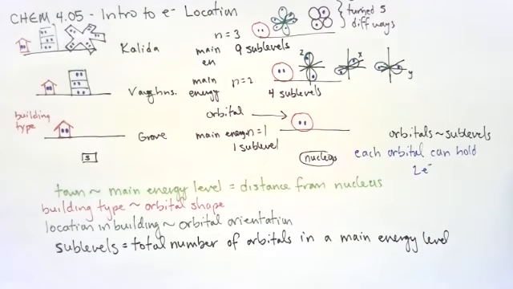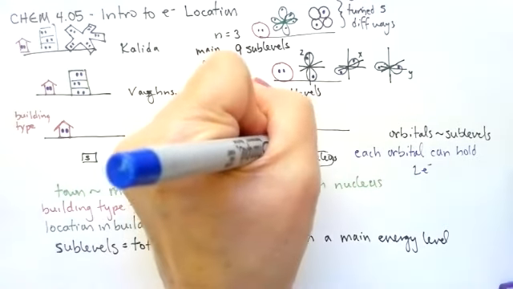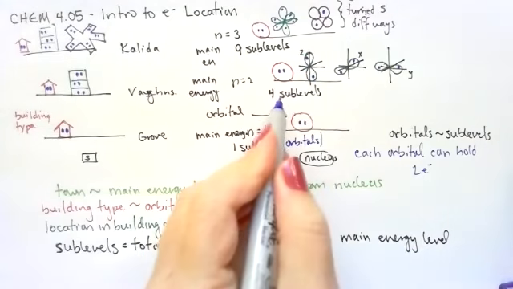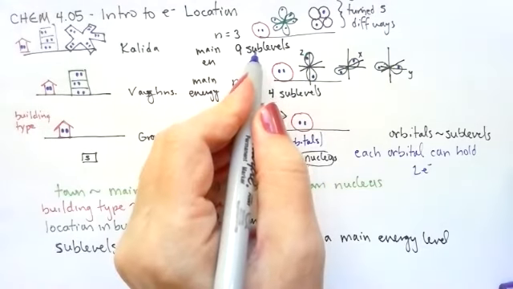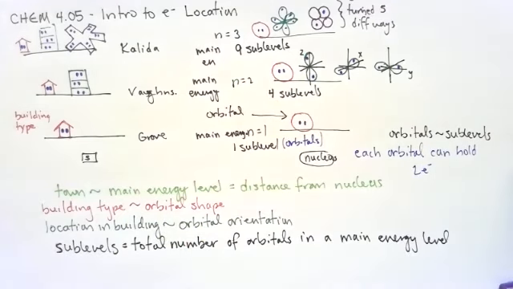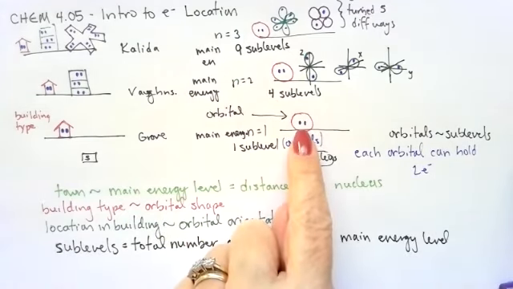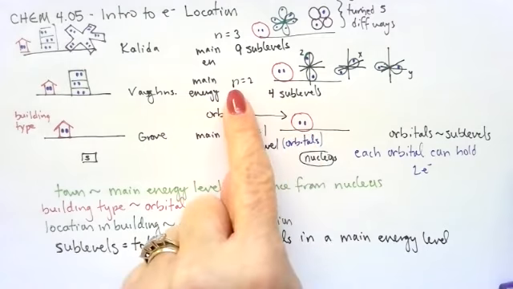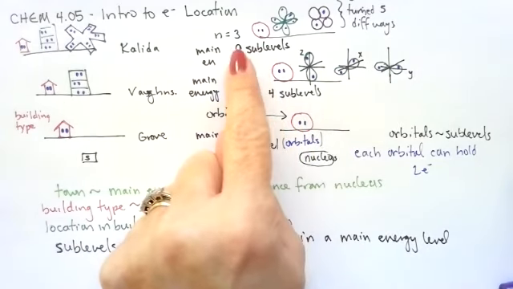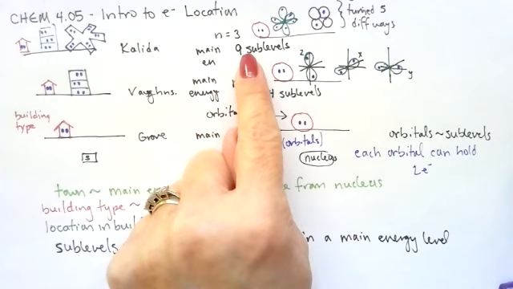Keep in mind that each sublevel, we're talking about orbitals. When we say sublevel, we're talking about orbitals. So I've got 1 orbital, 4 orbitals, 9 orbitals. Each orbital can hold 2 electrons. So what's the total number of electrons that I can have at n equals 1? It's 2. At n equals 2, I have 2, 4, 6, 8. So how many am I going to be able to have at n equals 3?